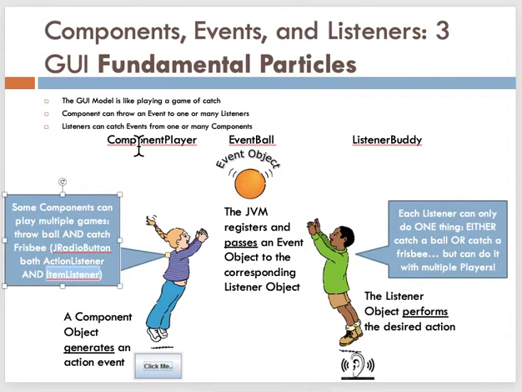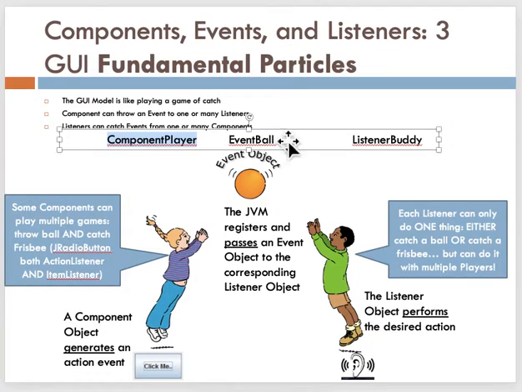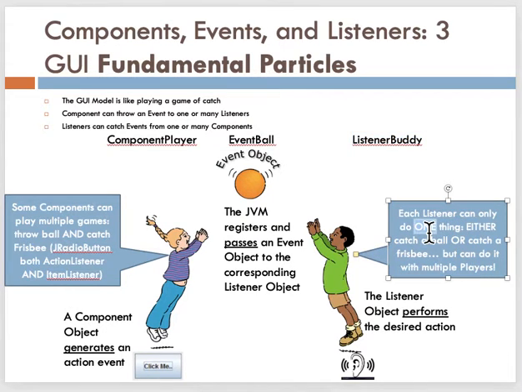So the component is the player, and then the player has a buddy. That buddy is the listener. And so the listener is just going to sit there and do one thing. It'll either catch the ball or catch the frisbee, but that's all it knows how to do. But it's a very friendly listener, so it can catch a ball or frisbee from many other players. It won't ever throw it back to them. All it does is catch.